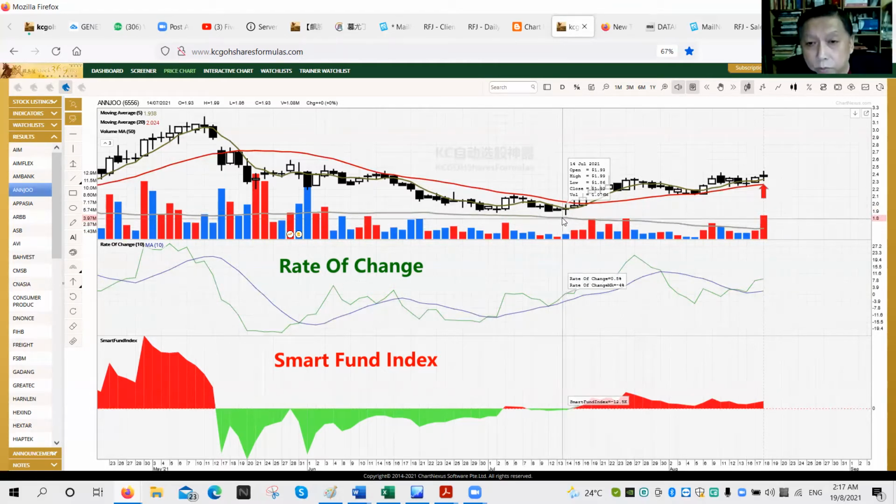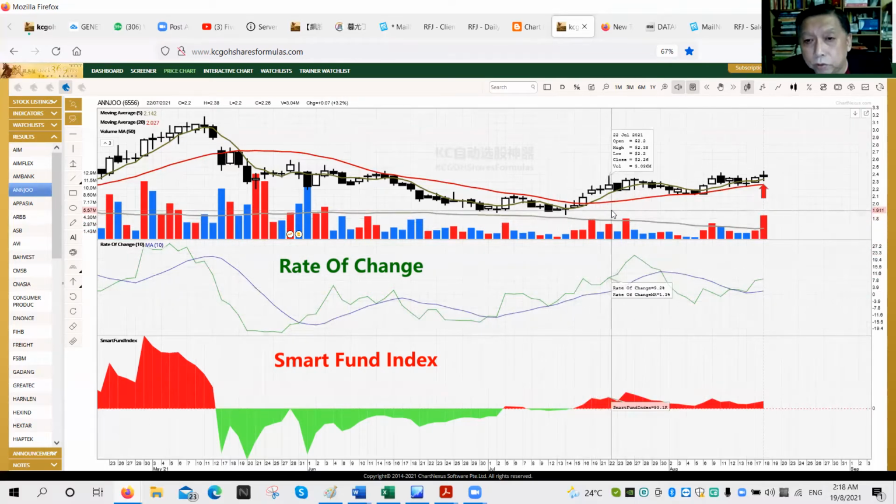After we bought back, the stock actually started to move. On July 15 it crossed the 20-day moving average line, but later on it dropped back to the 5-day moving average line. Then on July 16 it really crossed. After that it just moved up.